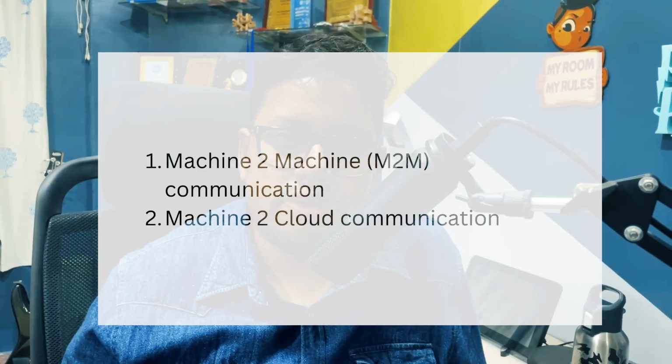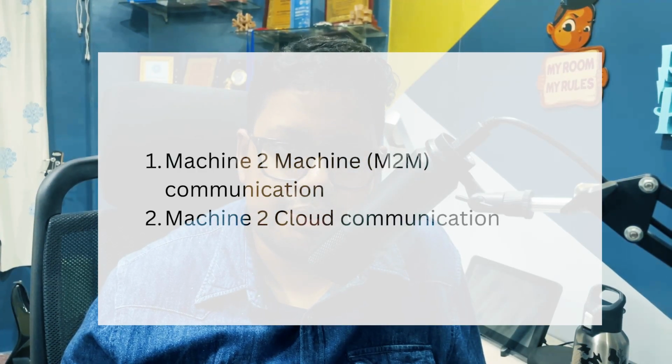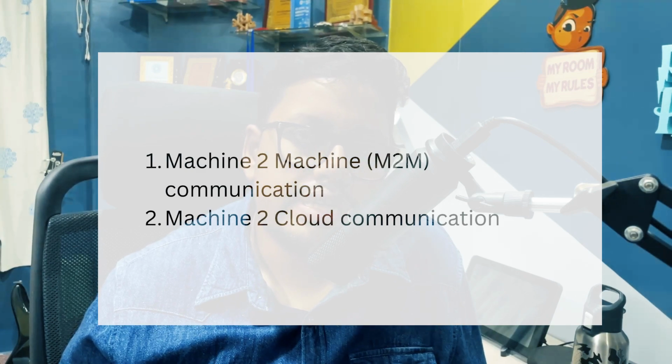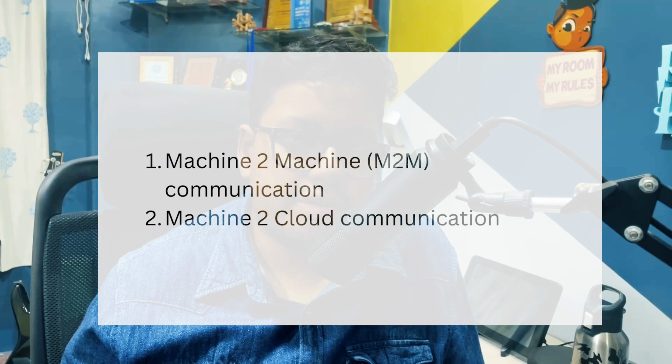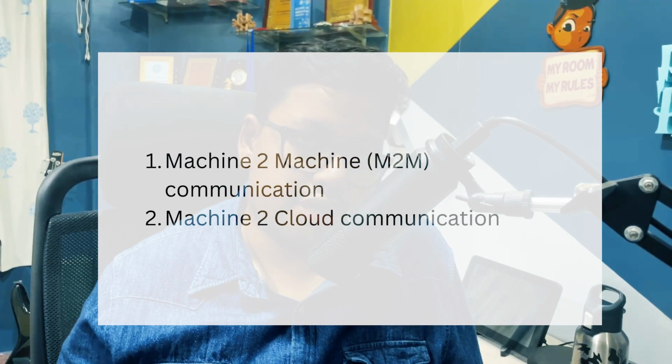So to begin with, let's categorize the entire communication module of IoT into two widely spread out categories. The first one is machine to machine communication, or what we commonly refer to as M2M communication. The second one is machine to internet, like you have a device, it can connect to the internet readily, and how it communicates to the cloud.